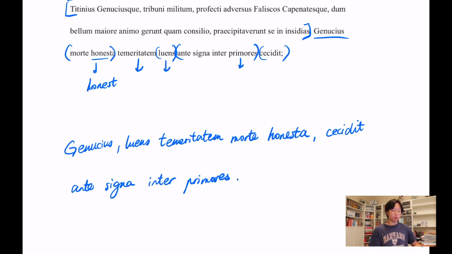So in my head, I've sort of rearranged this sentence, and when I go through it, I think to myself, okay, Gnuteus luens the temeritatem with an honest death fell before the standards among the first people. So I'm thinking of the first people in the army or whatever. So I roughly know the meaning of the sentence. It kind of flows. Next, I just use the dictionary and slot the words in.